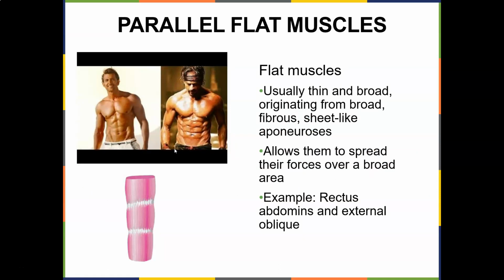So here's the parallel flat muscles. The flat muscles are usually thin and broad, originating from broad fibrous sheet-like aponeurosis. That allows them to spread their forces over a broad area. So that would be the rectus and the external obliques.